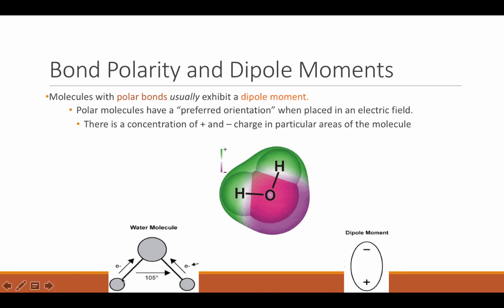This is a polar bond with electrons pulled towards the oxygen, and this is a polar bond with electrons pulled towards the oxygen. This means that overall, this molecule is negative on the oxygen end and positive on the hydrogen end. These are the partial charges of this molecule.